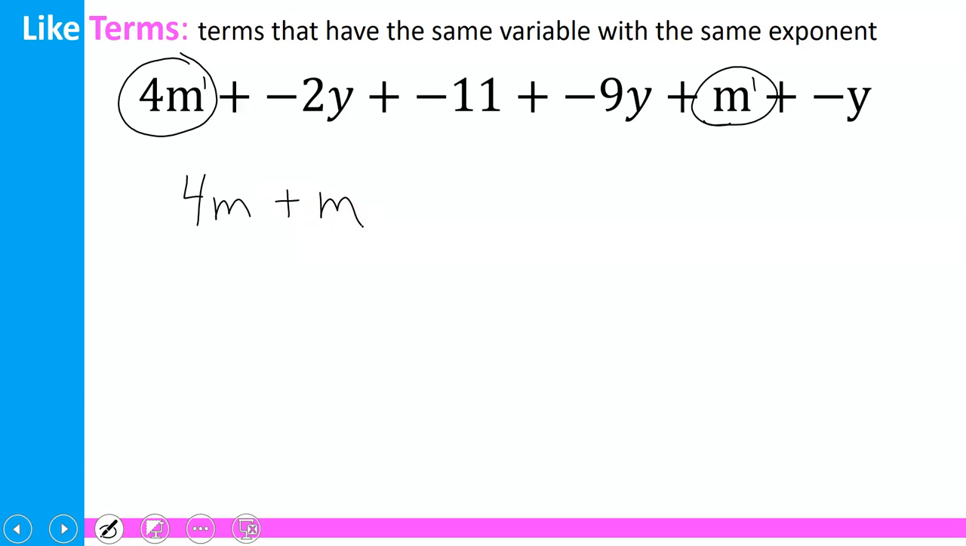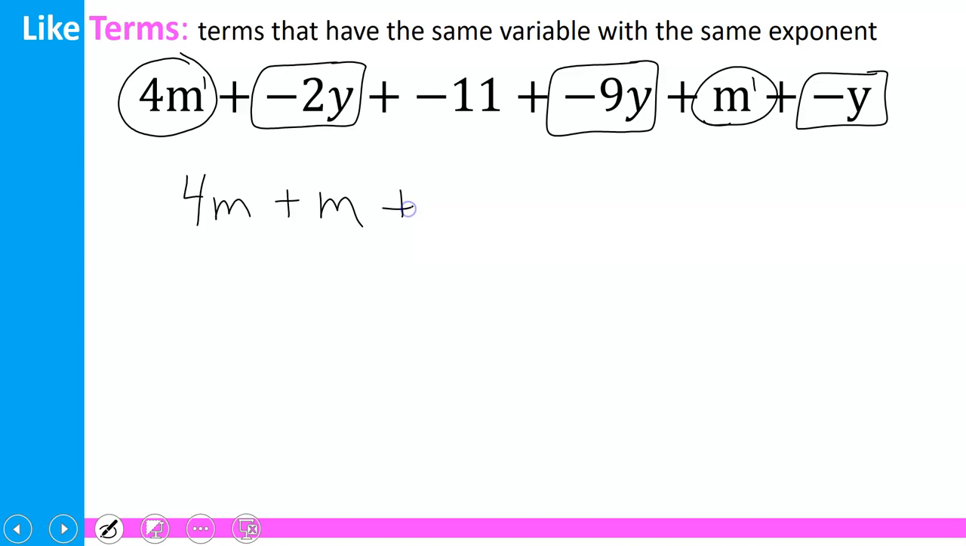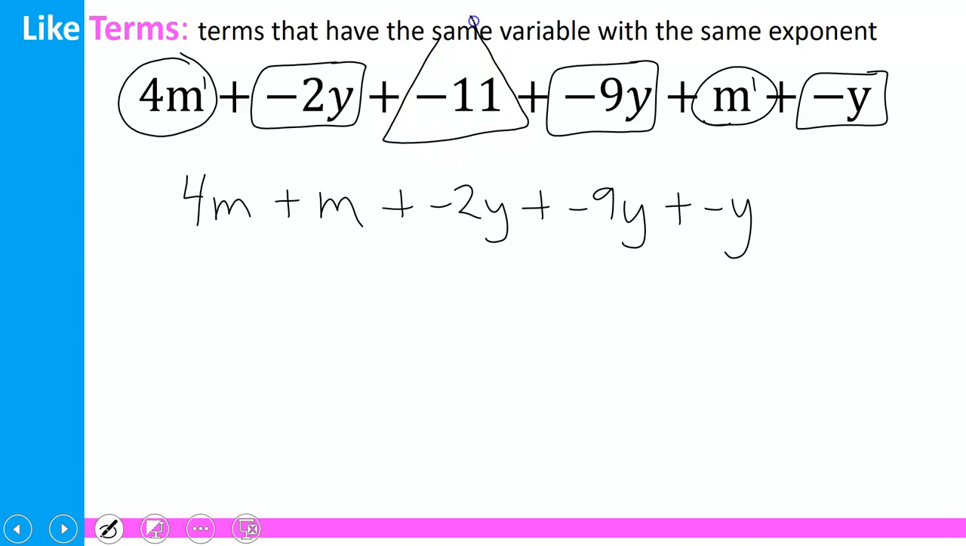Next, I see a negative 2y, a negative 9y, and a negative y. So I'm going to add negative 2y plus a negative 9y plus a negative y. And then last, it looks like this negative 11, this constant term, is all alone. So I'm going to add a negative 11 at the end.